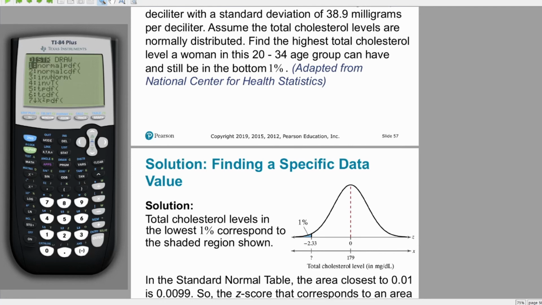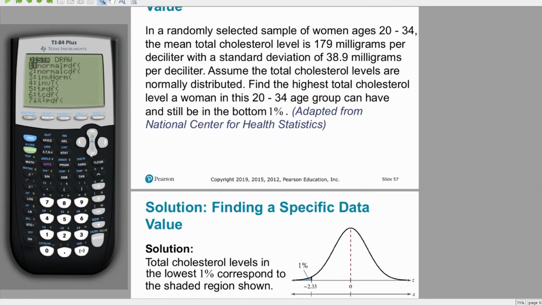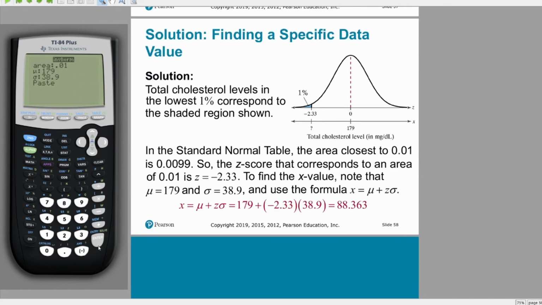But we can do this table-wise, or we can just recognize our numbers. Inverse normal, 0.01, 179, 38.9, and truth be told, numbers as they are, it's just that easy.